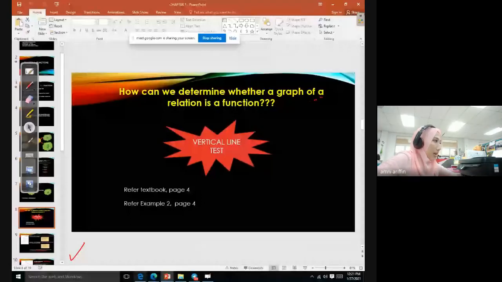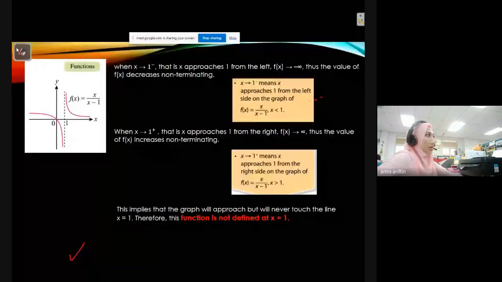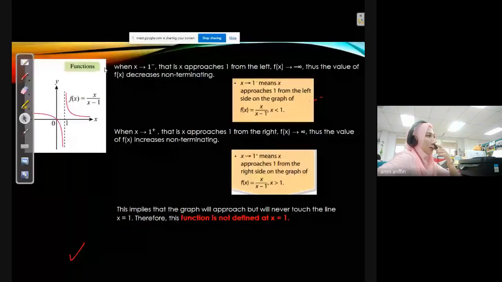Seterusnya, we go to the next slide. Okay, next slide we have. Okay, kalau kamu perhatikan tadi, the first graph. Cuba baca dia punya ayat: when x approach to the 1 negative, that means x approach 1 from the left. Okay, fx is in a negative infinity. That's the value of fx decrease non-terminating.